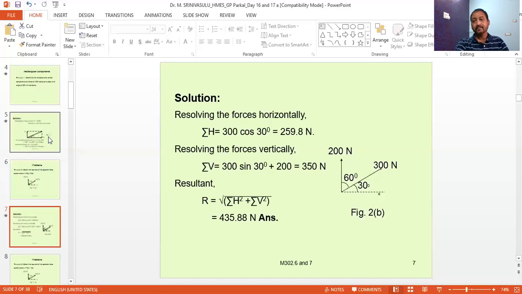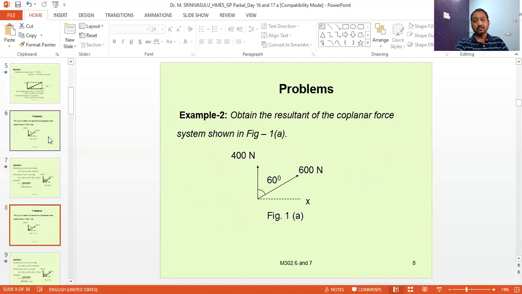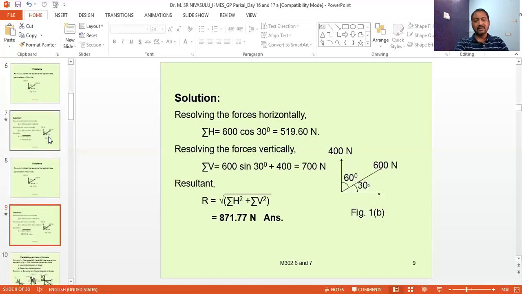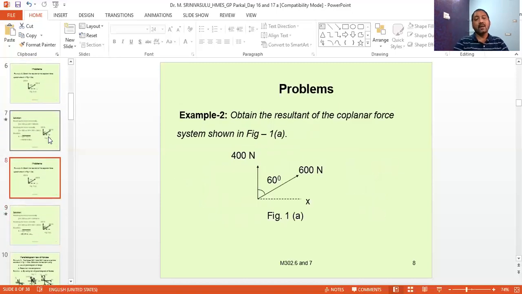Next we will move to the other problem. This is also similar to that one, so I will just explain the answer at once. First take this problem: obtain the resultant of the coplanar force system as shown in the figure.